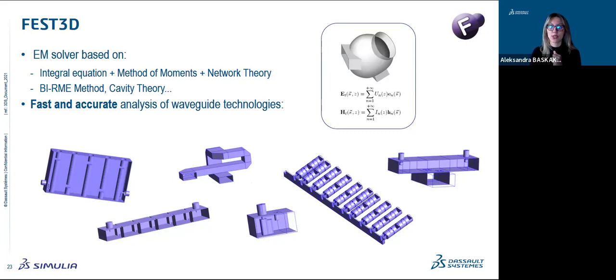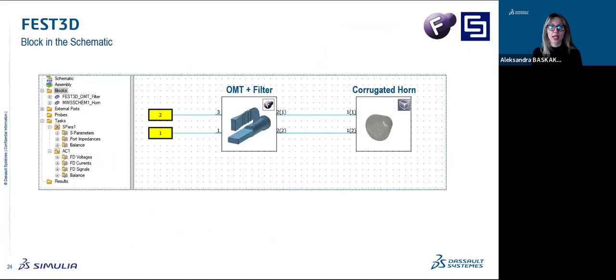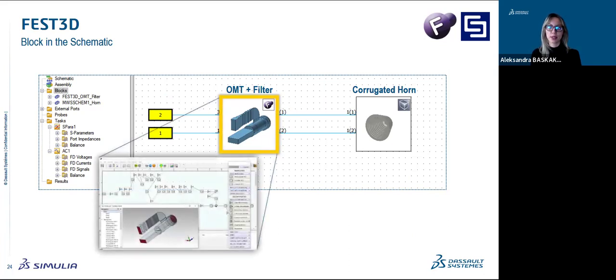Using this approach, we can drastically reduce the computational effort. In the schematic environment of CST Studio Suite, we have also introduced a Fast3D block that links directly to this tool. When opening it, you will directly be taken to the project in the normal Fast environment. And all the parameters are automatically mapped for the block, and therefore co-simulation and design becomes an easy task.